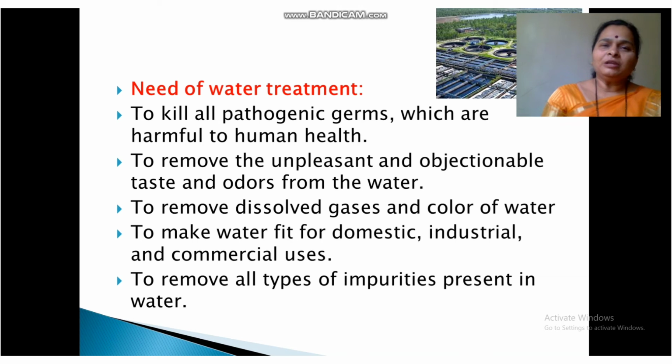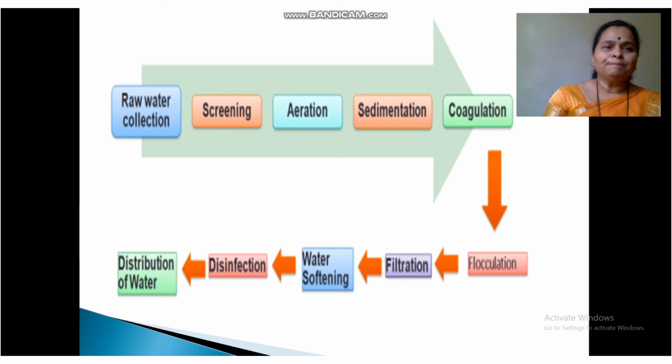The need for water treatment is first to kill all pathogenic germs which are harmful to human health, then to remove the unpleasant and objectionable taste and odor from the water, that is the smell from the water, which can be removed by water treatment. Then to remove the dissolved gases and color of water, then to make water fit for domestic, industrial and commercial use. And the next one is to remove all types of impurities, that is suspended, colloidal, dissolved and biological impurities, from the water. Therefore, water treatment is very necessary.